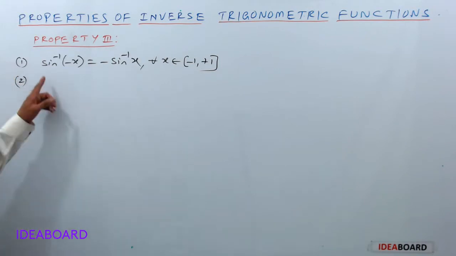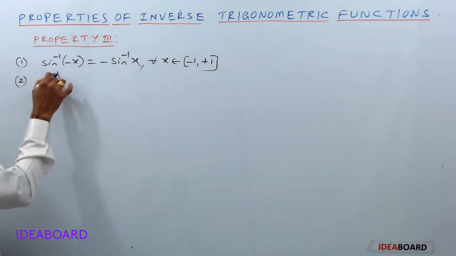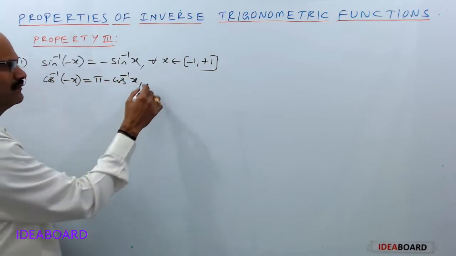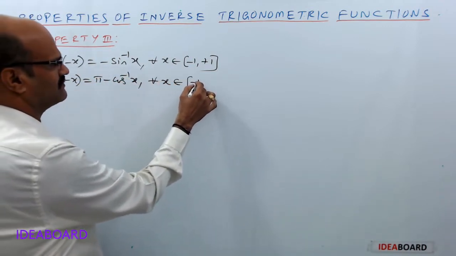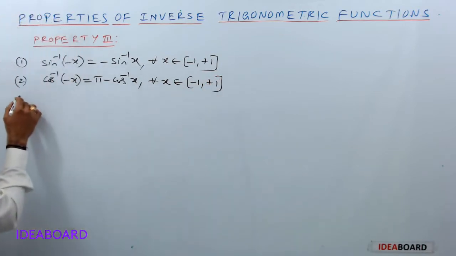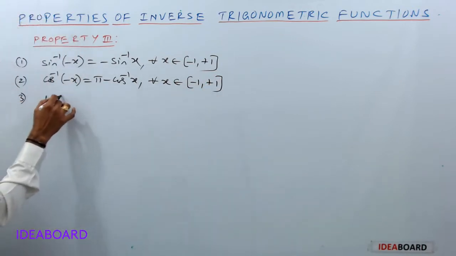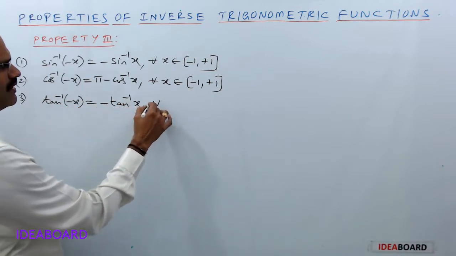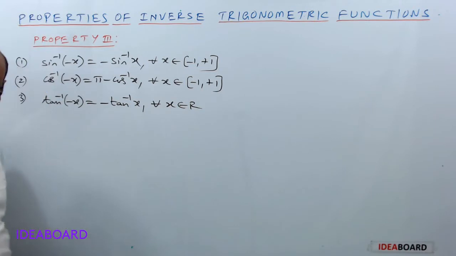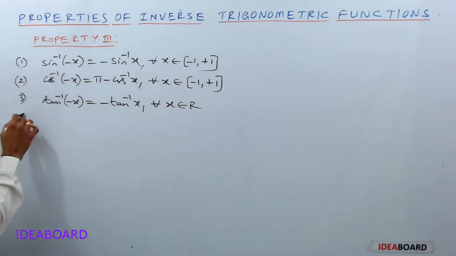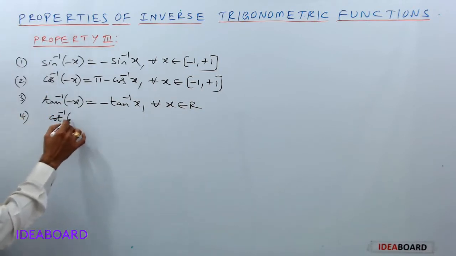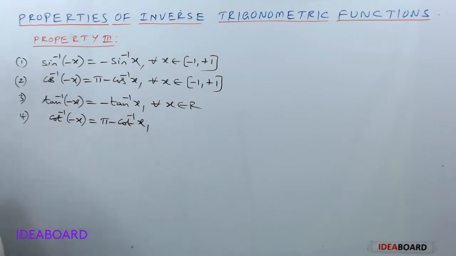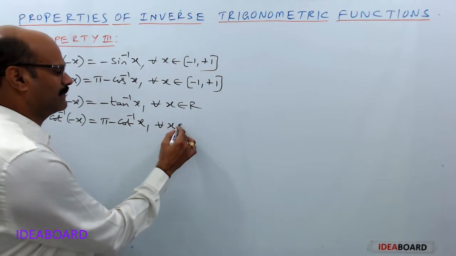Second one, cos inverse of minus x equal to pi minus cos inverse of x for all x belongs to minus 1 to plus 1. Third, tan inverse of minus x equal to minus tan inverse of x for all x belongs to R. Now, fourth one, cot inverse of minus x equal to pi minus cot inverse of x for all x belongs to R.